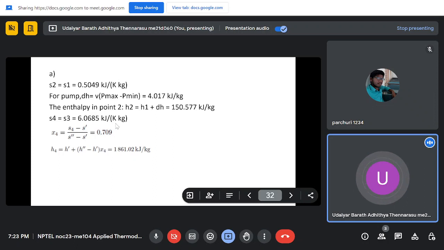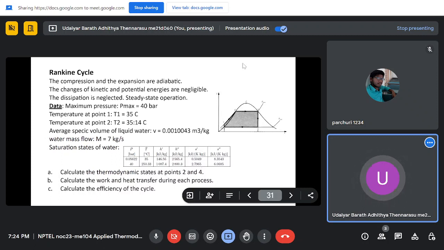So it will come out to be 0.709, and then using that we can substitute into the enthalpy: the saturated liquid enthalpy plus the dryness fraction times the latent heat. So H4 will be equal to 1861 kilojoule per kg. So that is also known. So we have calculated the enthalpies at all 4 points, and we know the corresponding temperature, pressure and everything.